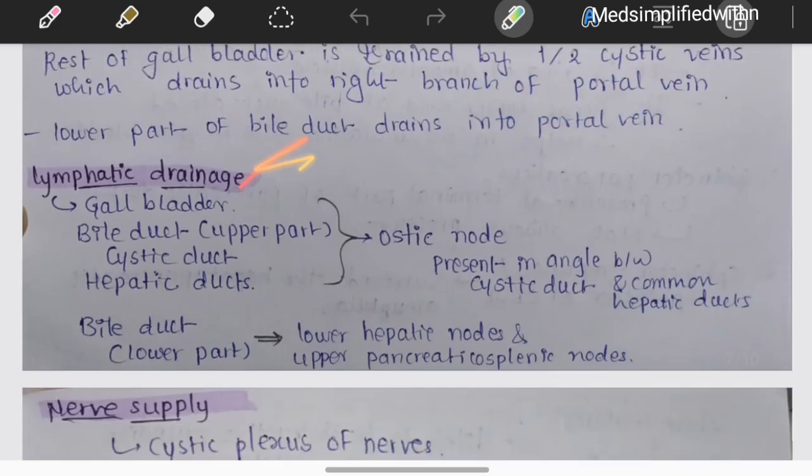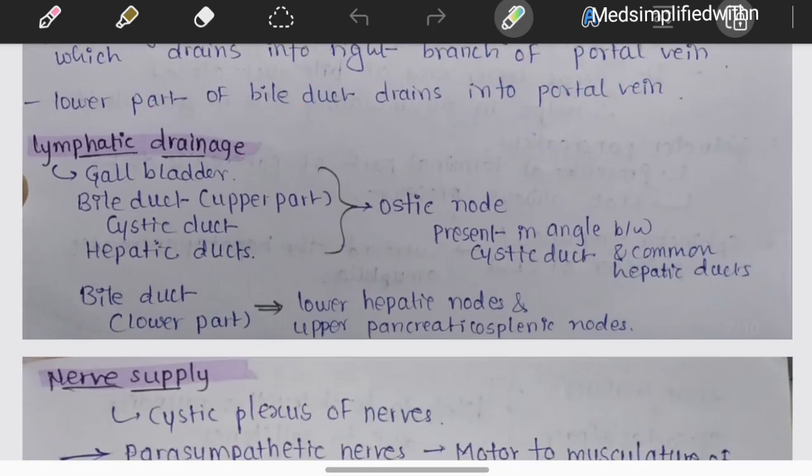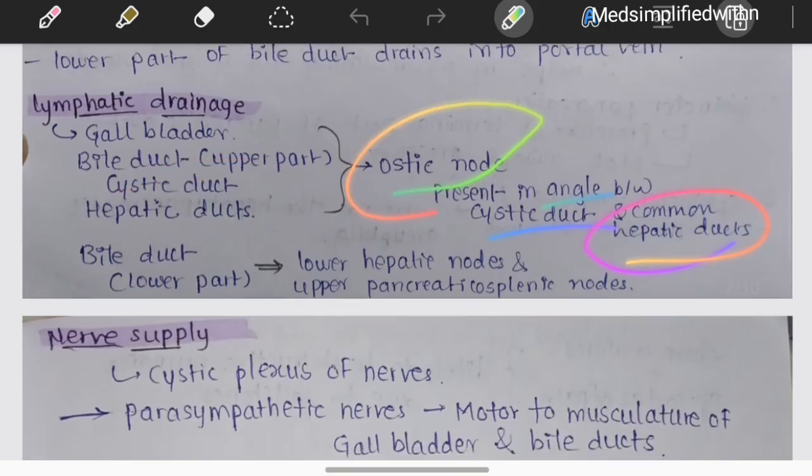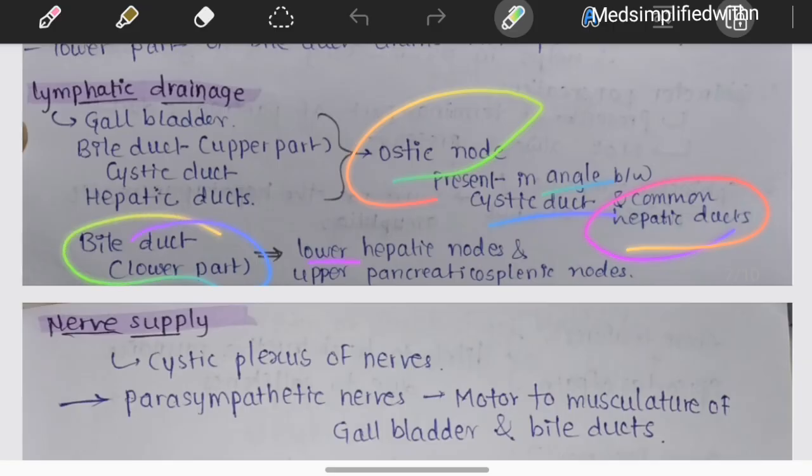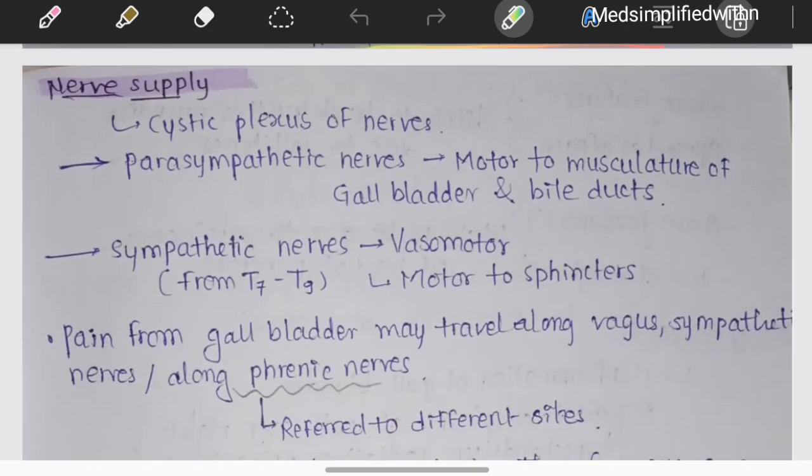Here is the lymphatic drainage of the bile duct, cystic duct, and hepatic ducts. The cystic node, which is present in the angle between the cystic duct and common hepatic duct, and for the lower part of the bile duct, the lower hepatic nodes and upper pancreatosplenic nodes are there for the lymphatic drainage.